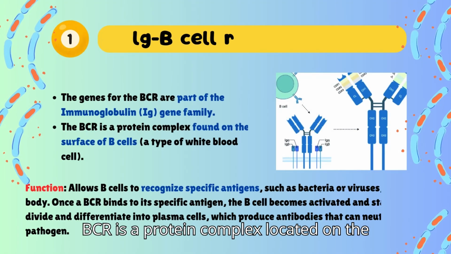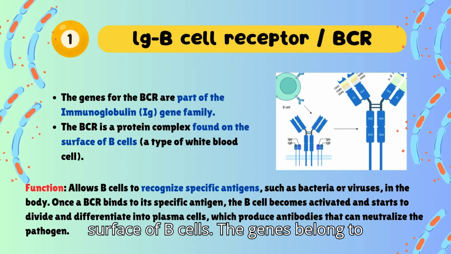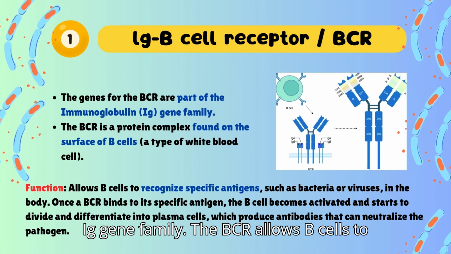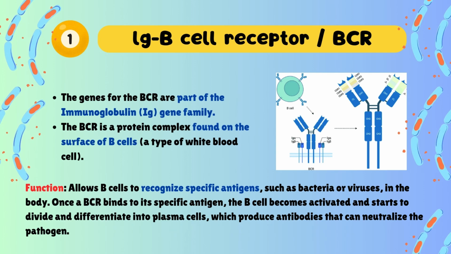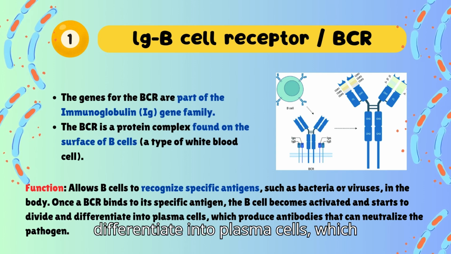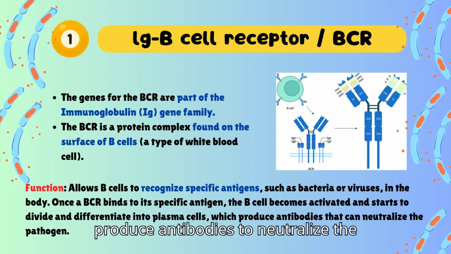BCR is a protein complex located on the surface of B cells. The genes belong to the Ig gene family. The BCR allows B cells to recognize specific antigens in the body. When BCR binds to its specific antigen, the activated B cell will divide and differentiate into plasma cells, which produce antibodies to neutralize the pathogen.